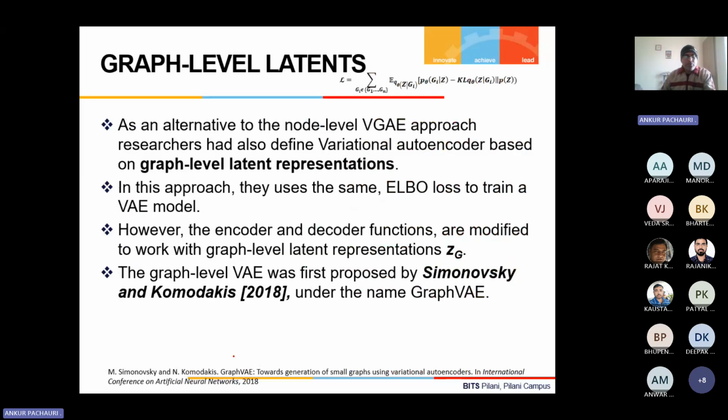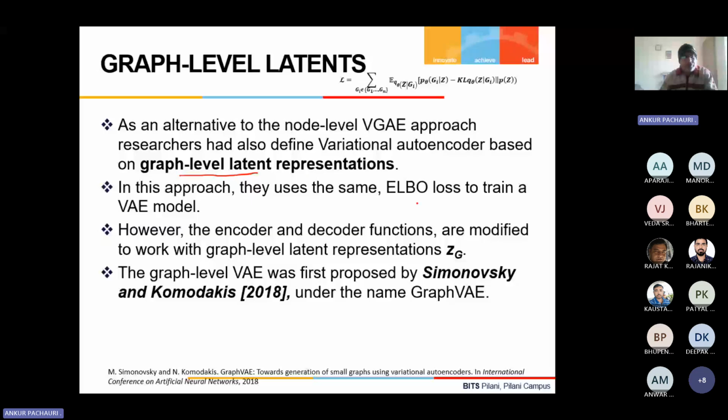Okay, there was one more graph VAE for generation of small graphs using variational autoencoders. Simonovsky, in the year 2018, gave us an alternate to the node-level VAE approach. Researchers have also defined a variational autoencoder based on a graph-level latent representation.